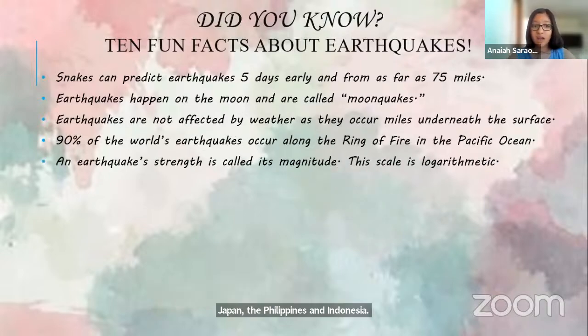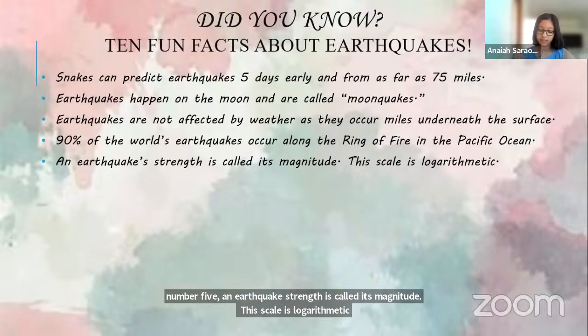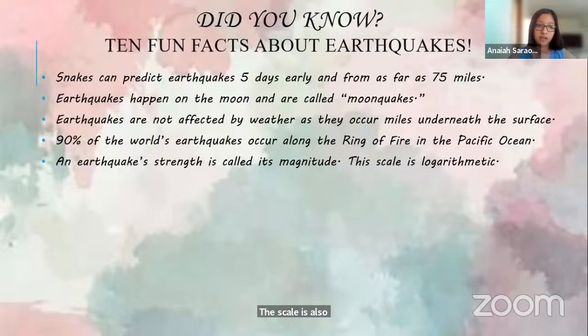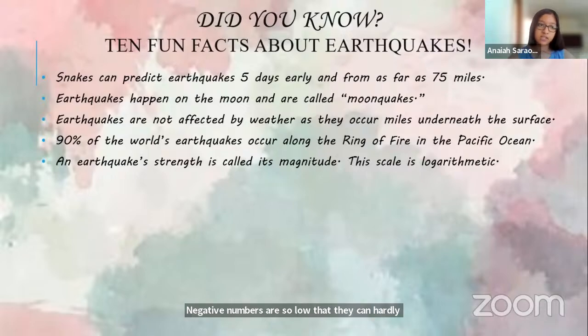Fact number 5. An earthquake's strength is called its magnitude. This scale is logarithmic. Logarithmic means that an increase of 1 point on the scale is 10 times more ground shaking. So, for example, a magnitude 4 earthquake would be 10 times more powerful, or ground shaking, than a magnitude 3 earthquake. The scale goes from negative numbers to 9.5. Negative numbers are so low that they can hardly be felt, and it's 2 onwards.